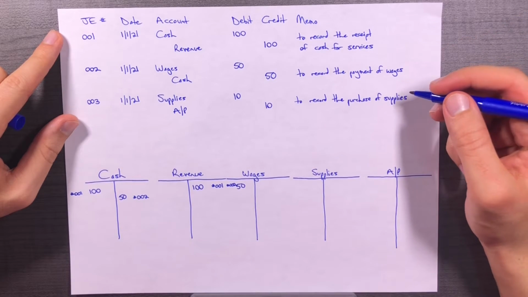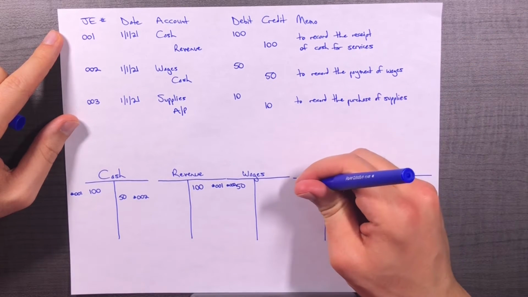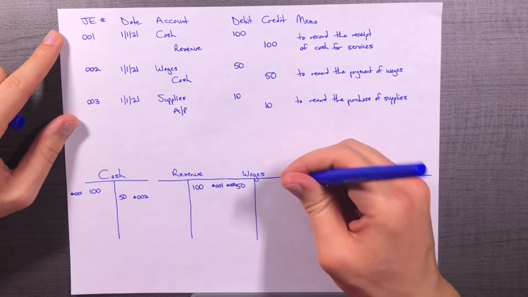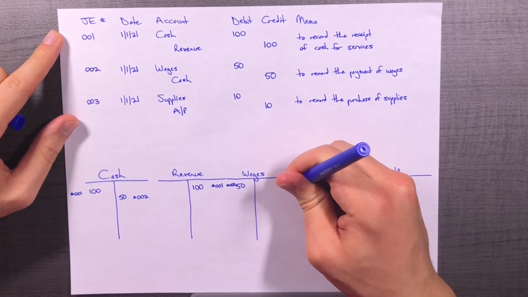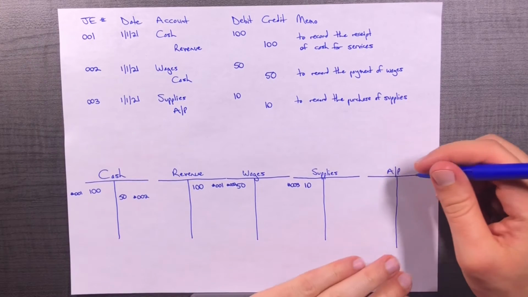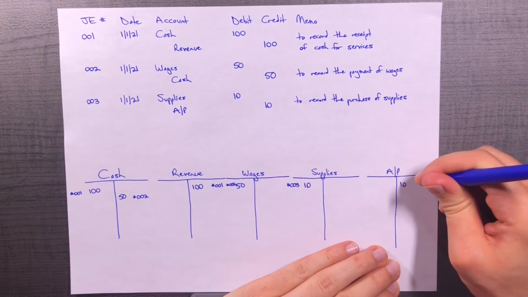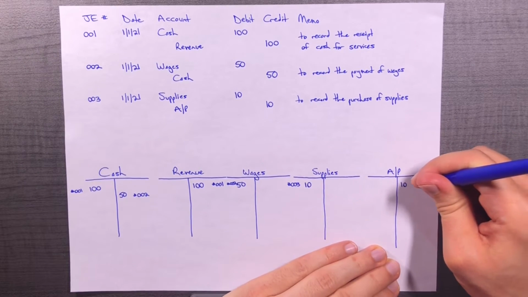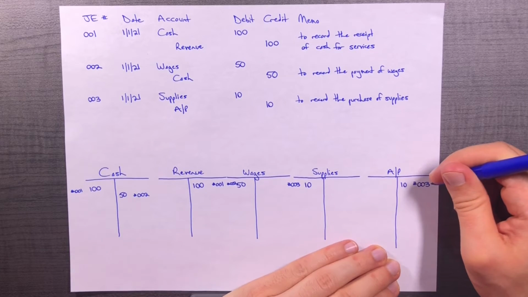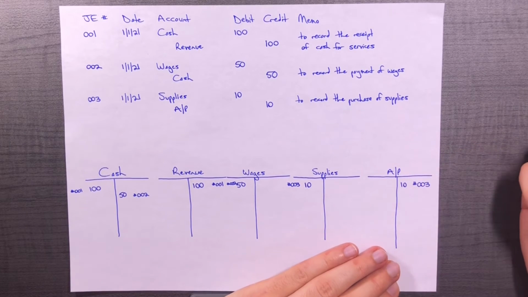Now let's transfer the info into our T accounts. So we have $10 on the left for supplies with our journal entry number. And on the right for accounts payable, we have $10 with our journal entry number again. And that's all 3 of our transactions journalized.